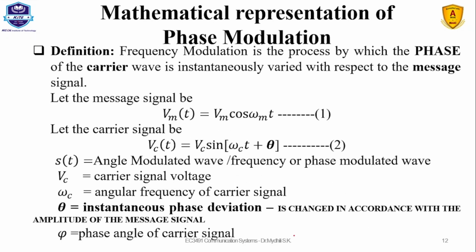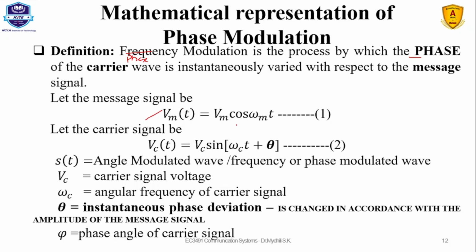Now coming to the phase modulation. Phase modulation is simple by definition. So here also we are considering the definition for the phase modulation. Phase modulation is a process by which the phase of the carrier is instantaneously varied with respect to the message signal.